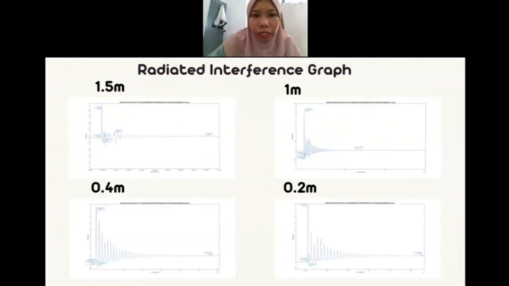Okay, next is the radiated interference graph, which is all the graphs that were conducted by Anitik. We can see the peak and how we get the data, and the details are shared by Anitik.